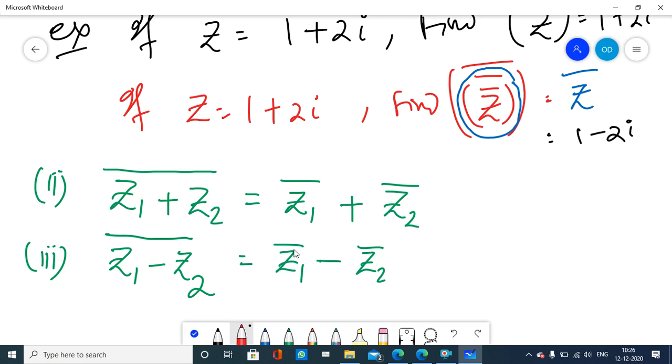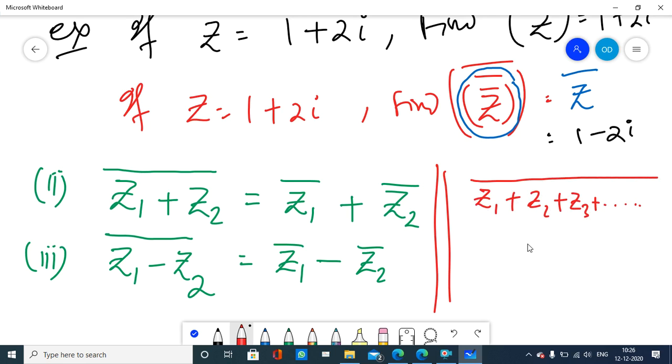And remember, this does not just apply to only two complex numbers. No, this applies to any number of complex numbers. For example, z1 plus z2 plus z3 plus dot dot dot. There are some complex numbers and we add them and find their conjugate. This is the same as z1 conjugate plus z2 conjugate plus z3 conjugate plus dot dot dot. It can apply to any number of complex numbers.